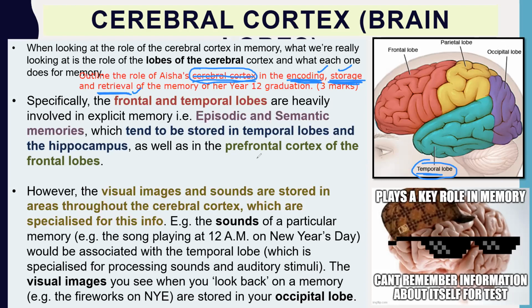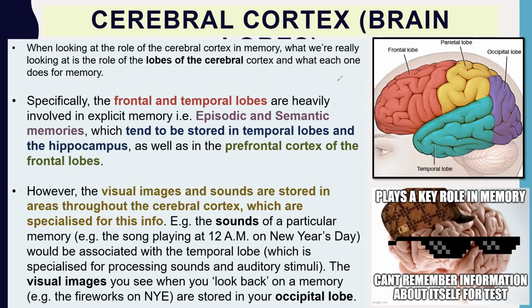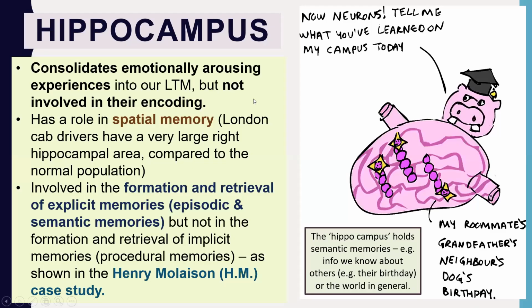Okay, alrighty. So that's for explicit memory. That's mainly for your episodic and semantic memories. Okay, when we're looking at implicit memory, so again, this is the hippocampus. Consolidation. So remember, consolidation and encoding, they are basically the same thing, but I don't know why your textbook said they're not. But for the purposes of the exam, you can think of them as the same thing. Okay, so that's the basic idea.